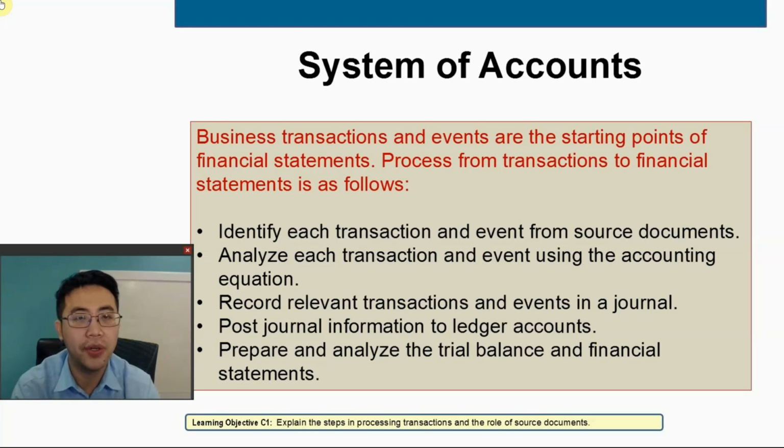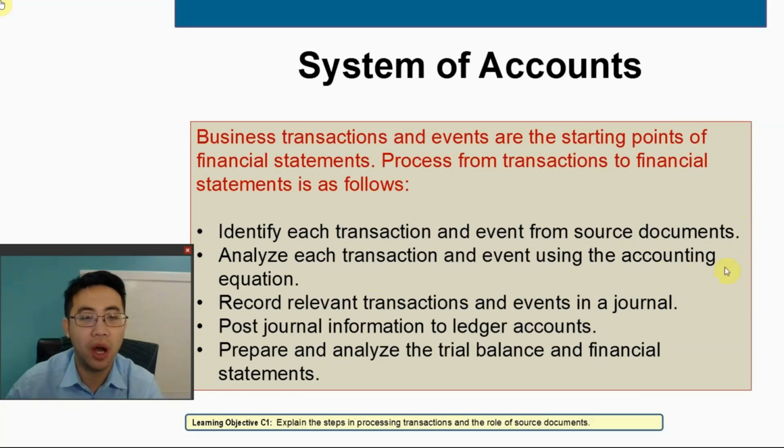The very first thing we need to do is to identify each transaction and event from source documents. The source documents could be a bill being outstanding or supplies being purchased. Our second step is to analyze each transaction and event using the accounting equation. And what's the most important accounting equation? Yes, it's total assets equals total liabilities plus equity.